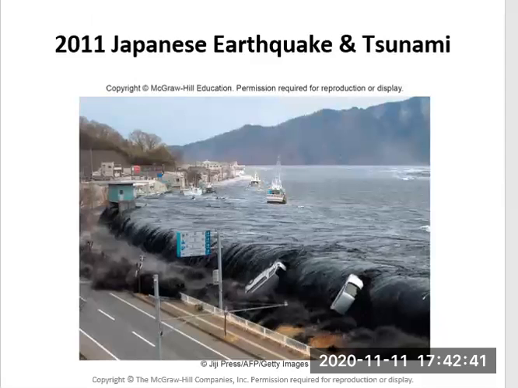So here in this figure, you can see this Japanese earthquake and tsunami in 2011. There was a magnitude 9.0 earthquake, which just off the coast of Japan created a massive tsunami that destroyed homes, killed at least 25,000 people, and also destroyed the four nuclear power plants.